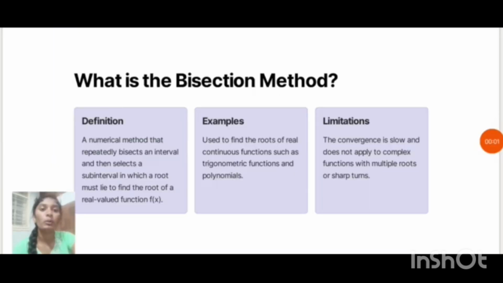Now let me explain what the bisection method is: its definition, example and limitations. It is a numerical method that repeatedly bisects an interval and selects the subinterval in which a root must lie, to find the roots of a real-valued function f of x. Example: it is used to find the roots of real continuous functions such as trigonometric functions and polynomials. Limitations: convergence is slow and it does not apply well to complex functions with multiple roots or sharp turns.